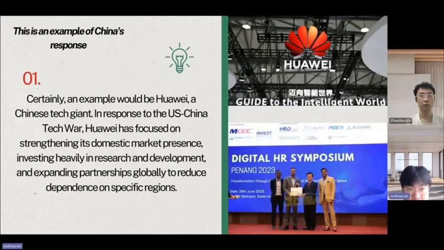This is an example of China's response. Certainly, an example would be Huawei, a Chinese tech giant, in response to the US-China tech war. Huawei has focused on strengthening its domestic market presence, investing heavily in research and development, and expanding partnerships globally to reduce dependence on specific regions.